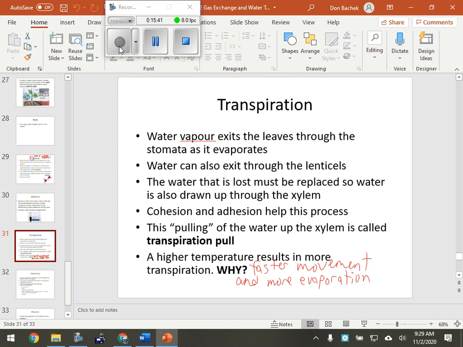And higher temperatures result in more transpiration, and we'll talk about that. And the part that we missed here too, we'll talk about eventually.